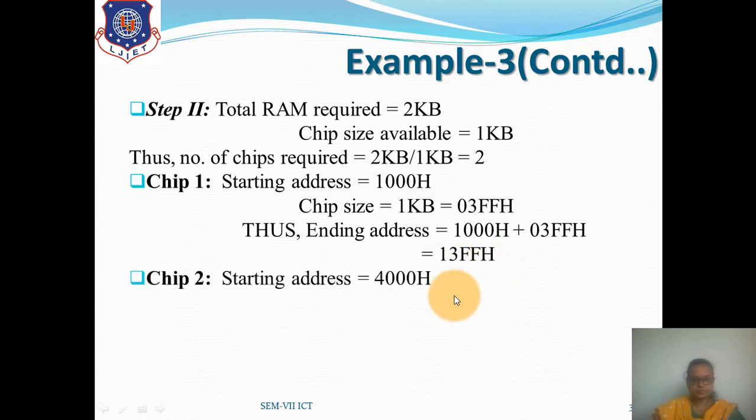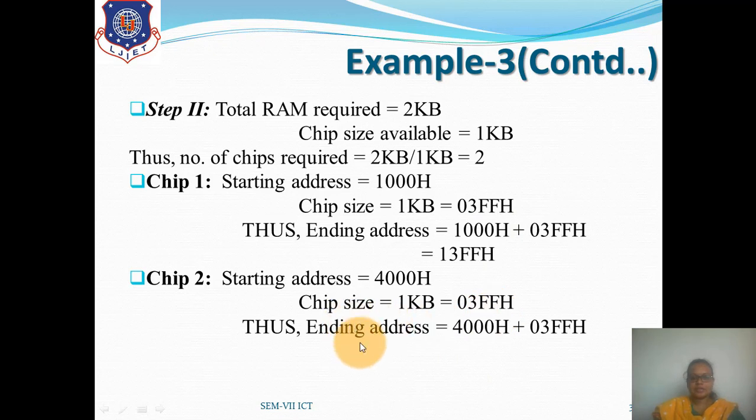Thus the ending address will be 1000 plus 03FFH, so it will be 13FFH. Now for chip 2, the starting address given in this question is 4000H. The chip size is similar, 1 KB, so the offset is again 03FFH, and thus the ending address is 4000H plus 03FFH, that is 43FFH. So this is the solution for the starting address and the ending address.